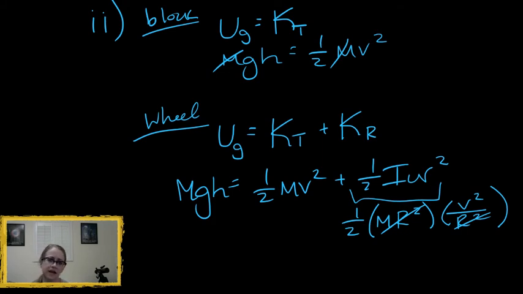They start with the same gravitational potential energy. All of that block's potential energy becomes translational kinetic. The wheel has to split that energy up between translational and rotational kinetic, which takes away from its final velocity. Or you can think about that it takes energy to make it rotate, so it has less energy to move translationally. And there it is, we're done.